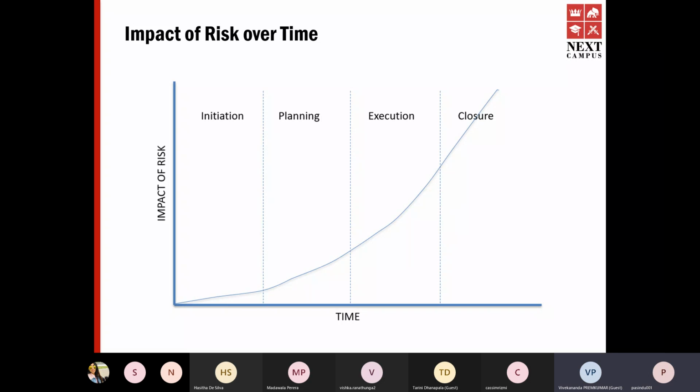Okay. Why do you think impact is lowest at the beginning of the project? Harindra, why is the impact lowest at the beginning of the project?